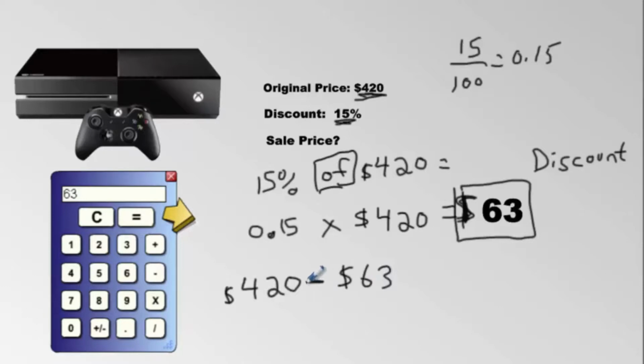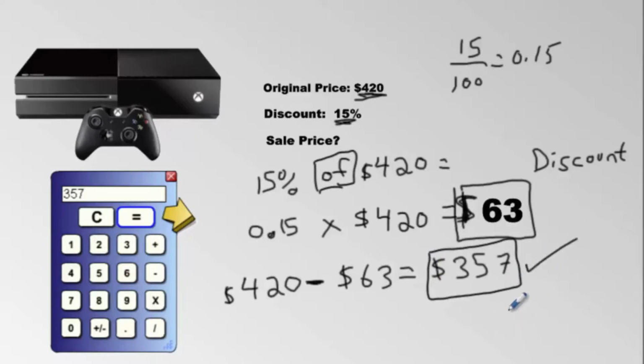Cheaper means the price is going down. We minus. We're going to punch that in or do it in your head. It's not incredibly difficult to do in your head, but to save energy, we'll write 420 minus 63 in our calculator and it will tell us it is $357, and that's going to be the new price. This right here is the sale price.